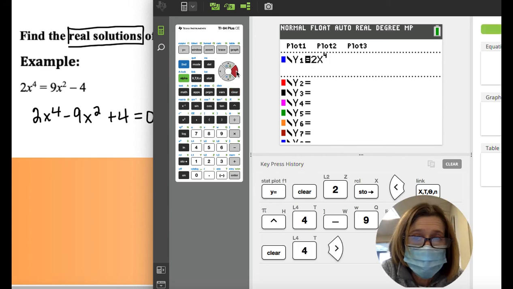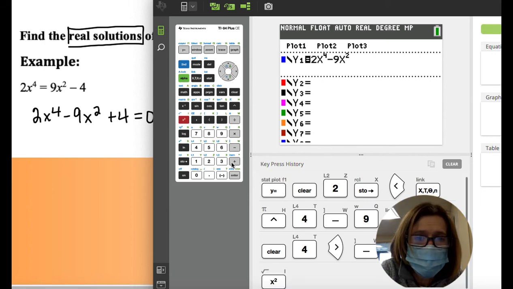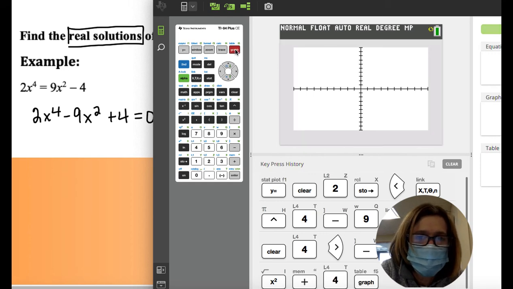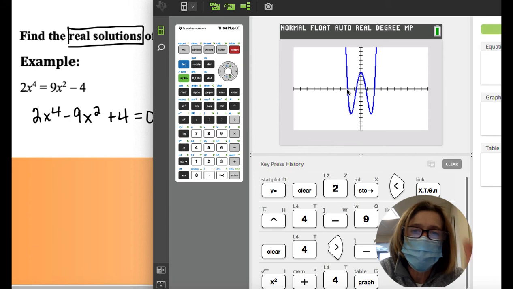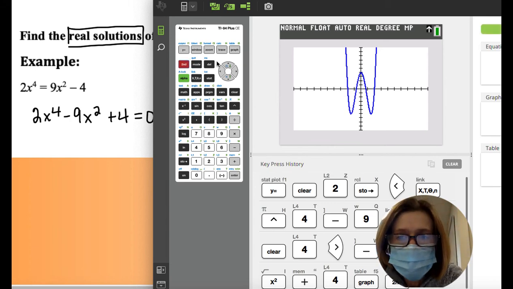x squared. Yes, Coach Fred, look what you did. I'm going to start over. 2x to the 4th. Happens to me all the time. Minus 9x squared plus 4. And then I want to look at this graph. Let's see what we got going on here. All right, oh wow, I can see these zeros, can't I?